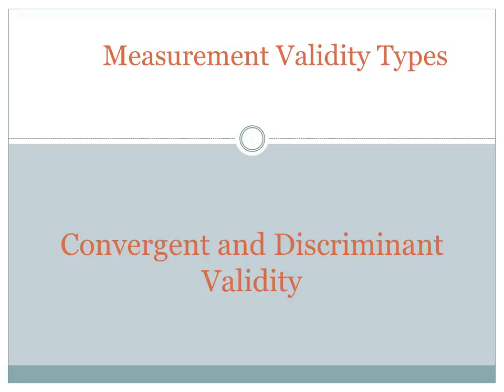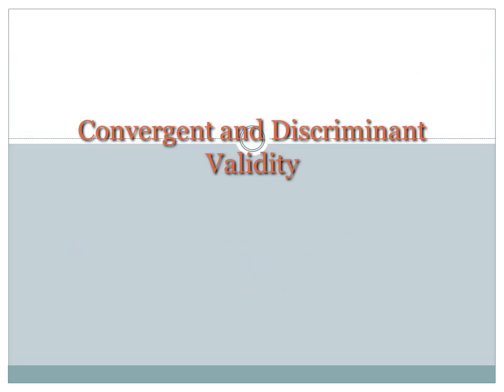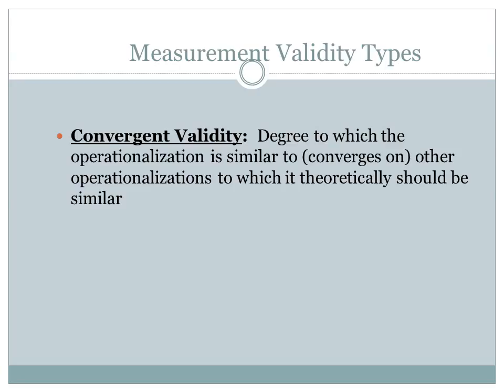Continuing the discussion on different types of measurement validity, in this lecture, we're going to talk about convergent and discriminant validity. So the first is convergent validity. Convergent validity is quite simply the degree to which operationalizations of constructs that are similar converge on each other.